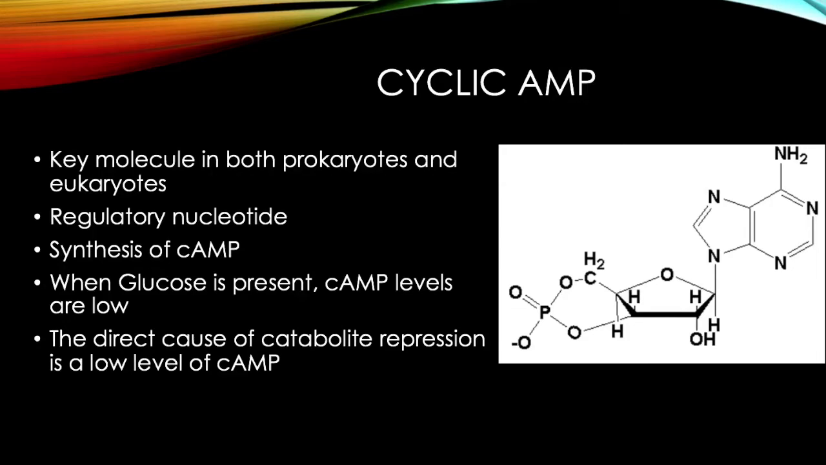In the presence of glucose, the synthesis of cyclic AMP is inhibited, and cyclic AMP transportation out of the cell is stimulated. Also, with glucose present in the cell, cyclic AMP levels are lowered and CRP can no longer bind to DNA. Therefore, RNA polymerase fails to bind to the promoters of operons subject to catabolite repression. The direct cause of catabolite repression is a low level of cyclic AMP, and that is why cyclic AMP plays an important role in catabolite repression.